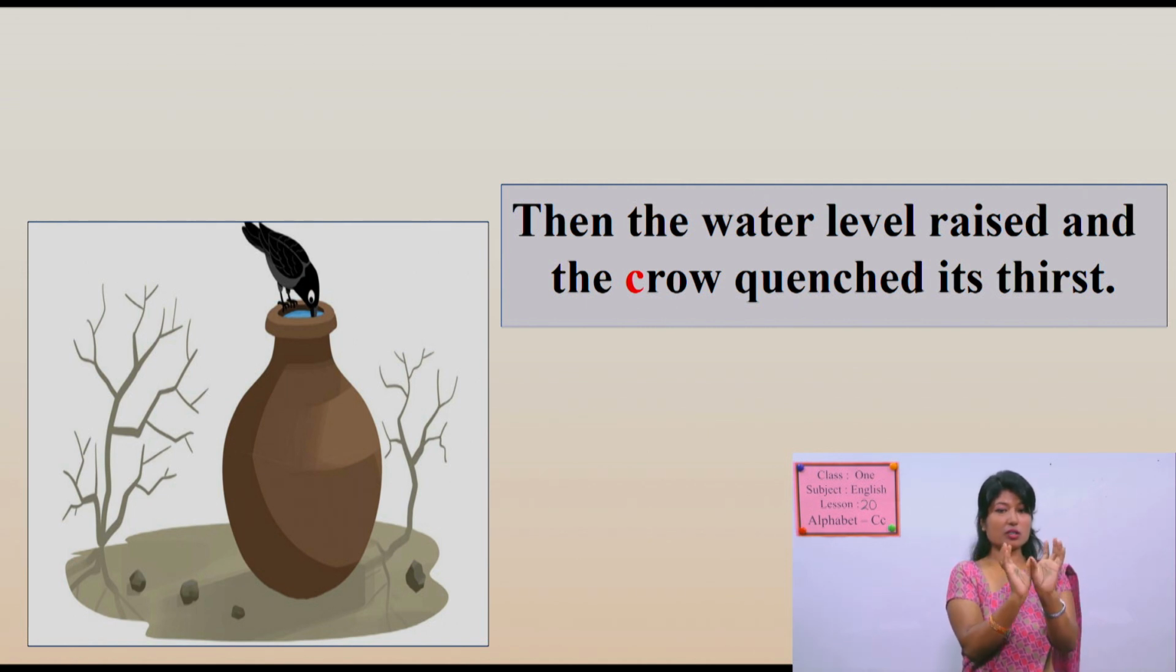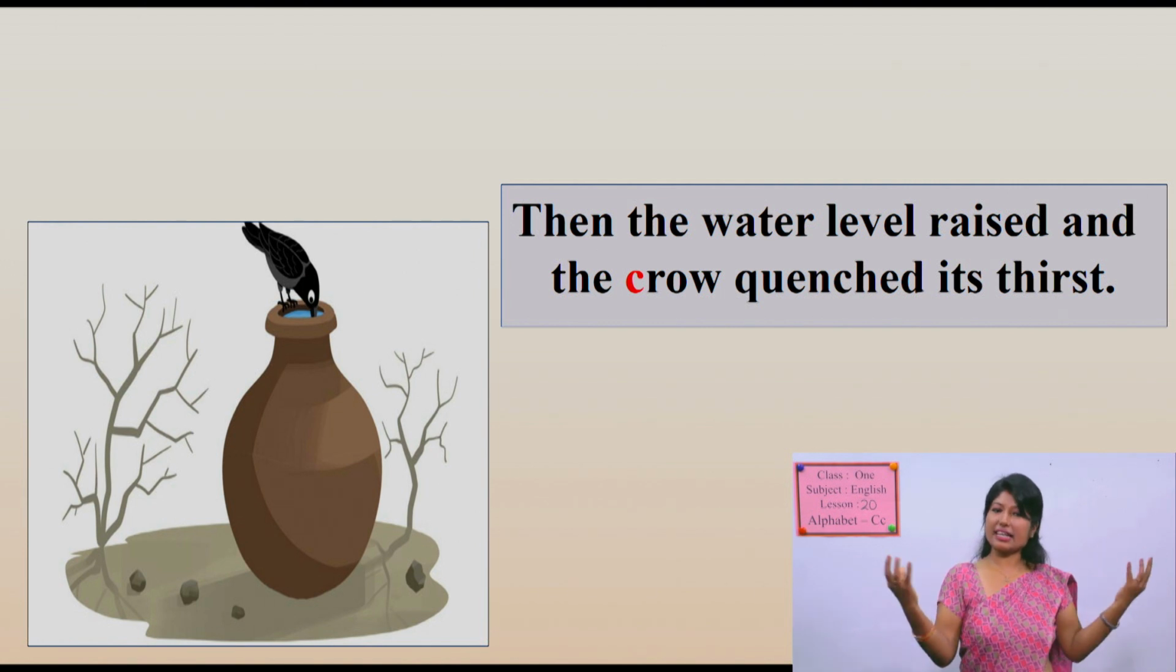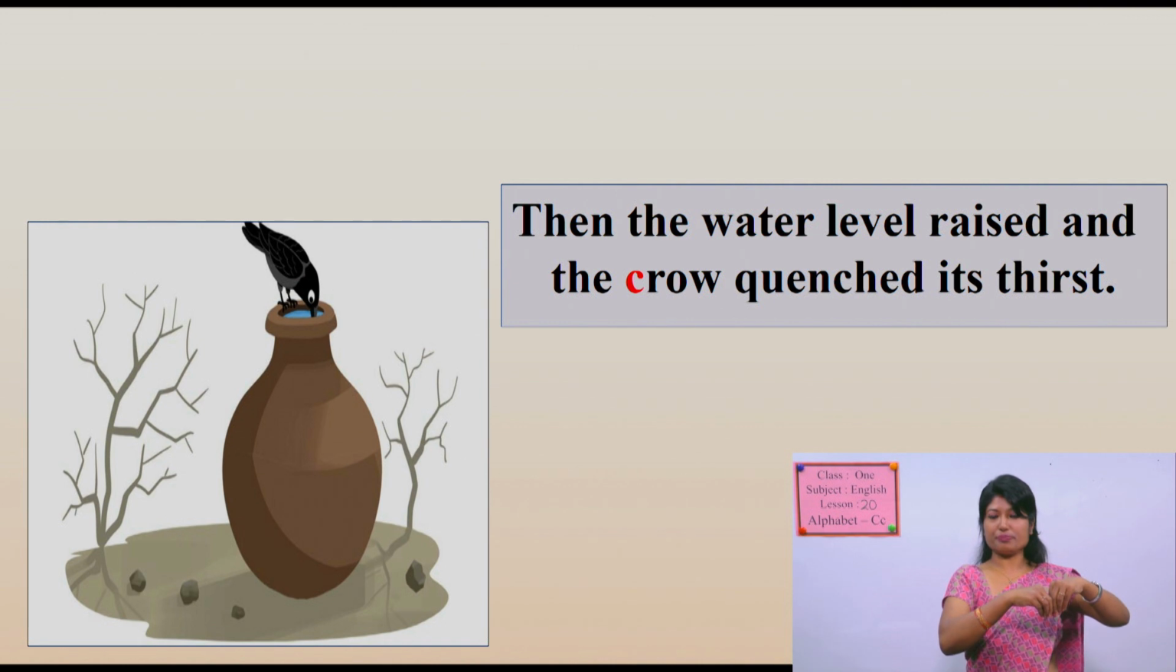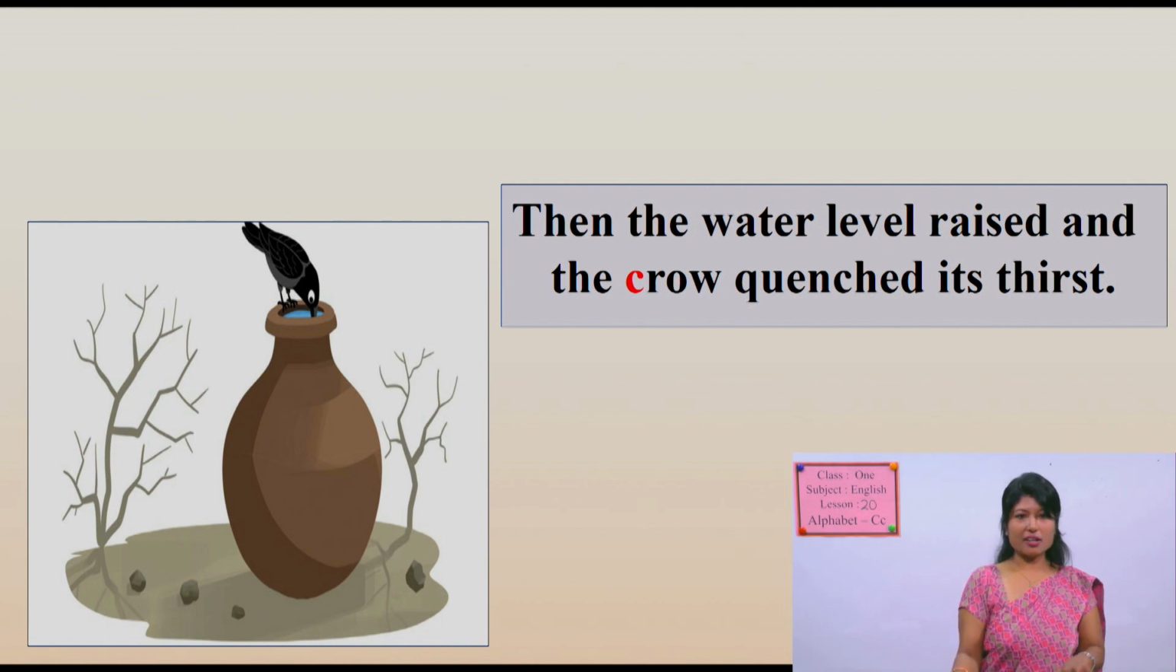The amount of water was the same before, but the crow used his idea and he brought pebbles, collected pebbles and dropped inside the clay pot. The crow dropped pebbles in the clay pot and then the water level rose, then the crow quenched its thirst. And त्यसपछि पानी खान पाएन क्रोले.